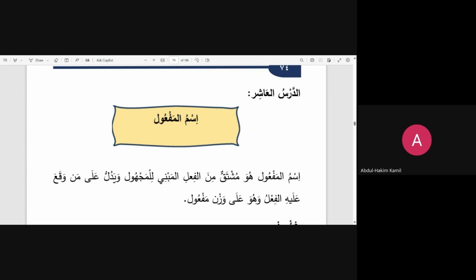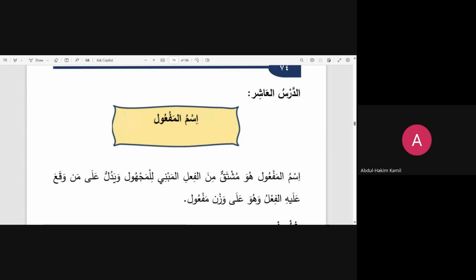قال المؤلف حفظه الله تعالى ونحن في الصفحة 73 rather 74. On page number 74. الدرس العاشر. Lesson number 10. Ism maf'ul. And after we study Ism fa'il, we study what? Ism maf'ul.